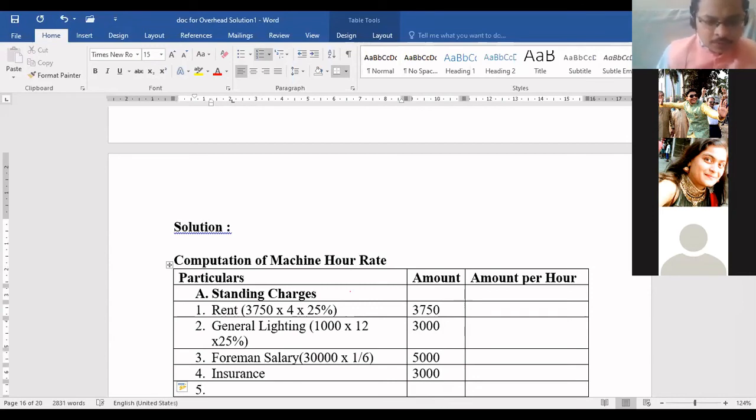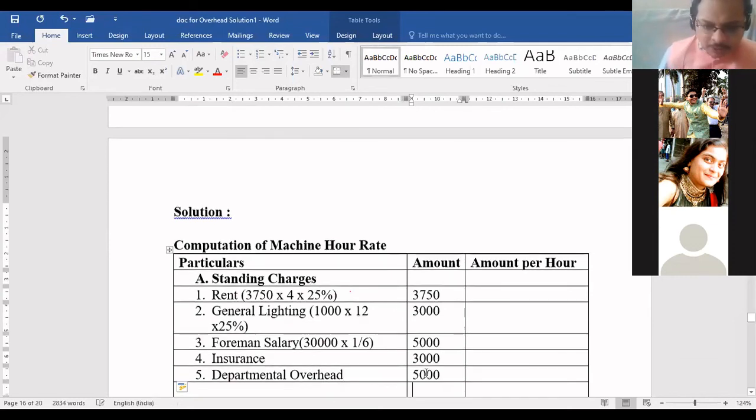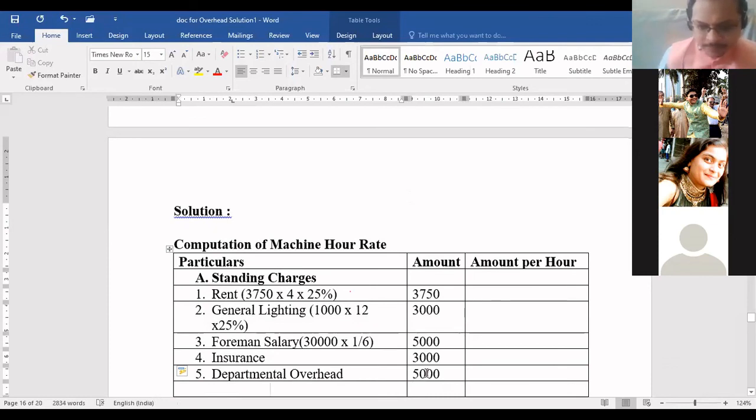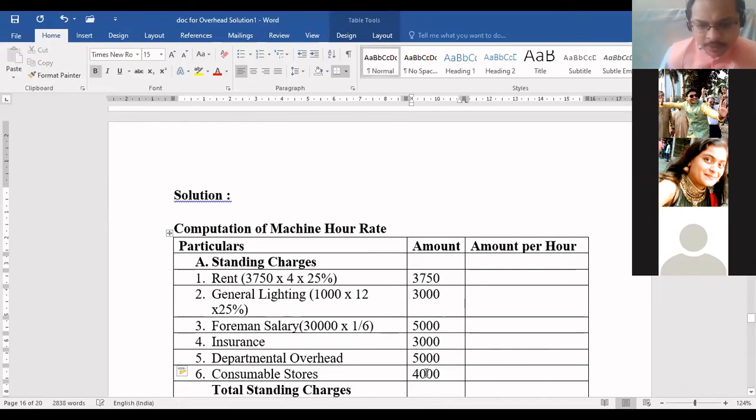Departmental overheads for machine: 5,000. It is annual and it is purely for the machine. Next one, consumable stores: 4,000 per annum. So 4,000 will come here. Anything else? No, sir.